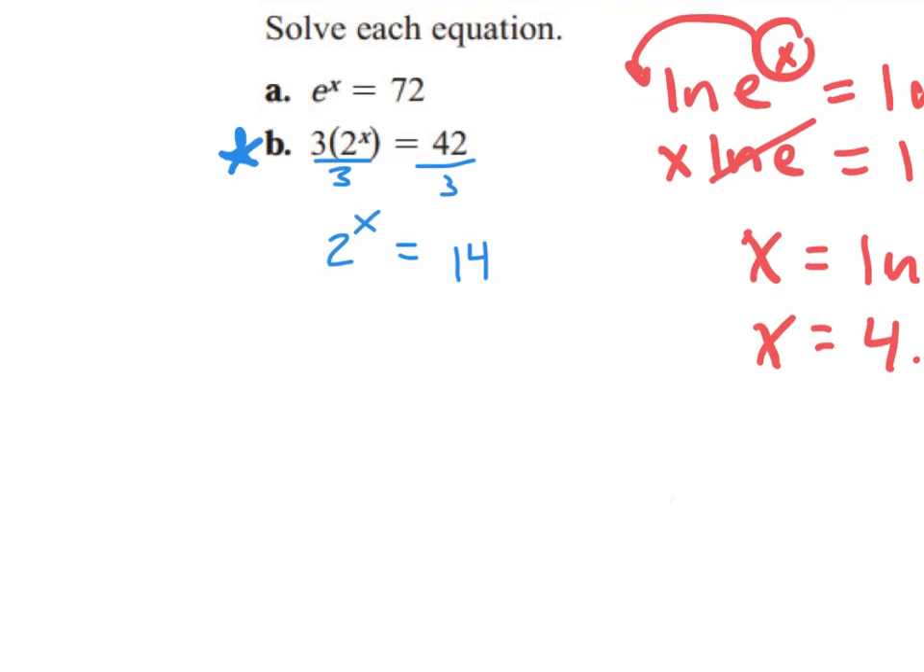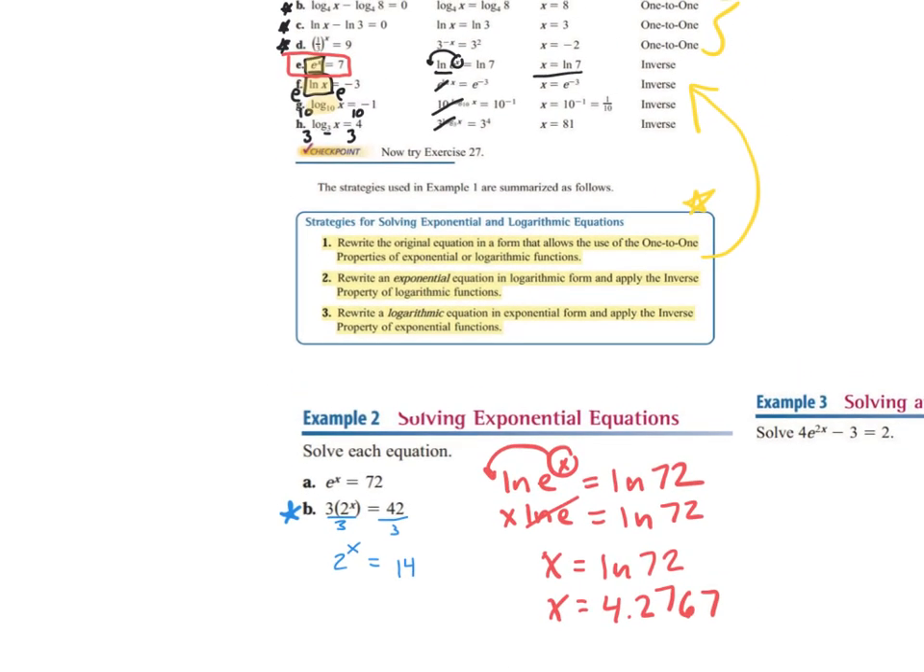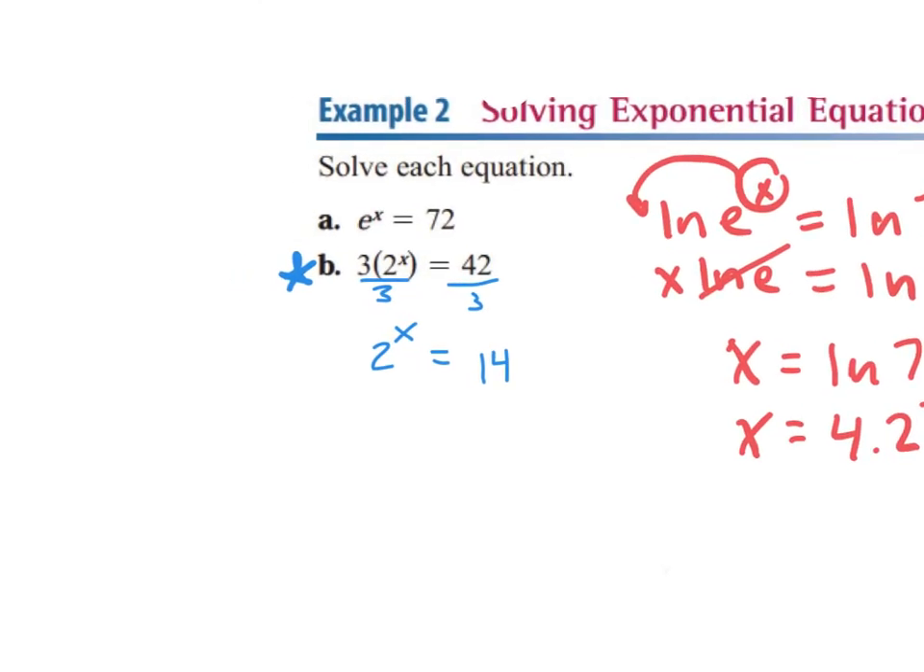Now we can see that 14, we cannot get this to have the base of 2, because 2 squared would be 4, 2 to the third power 8, 2 to the fourth power 16. None of these work to get 14 to be 2 raised to some number. So that doesn't work. So now we have to go back and see what else we can do to solve for x here. To get that x out of our exponent, we can take the ln of both sides.